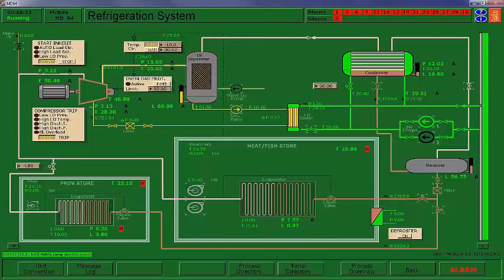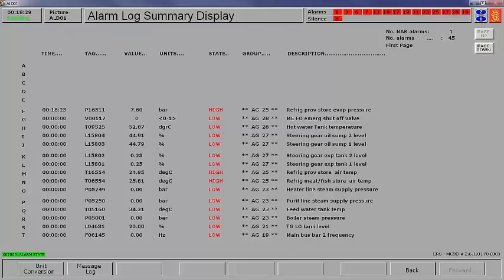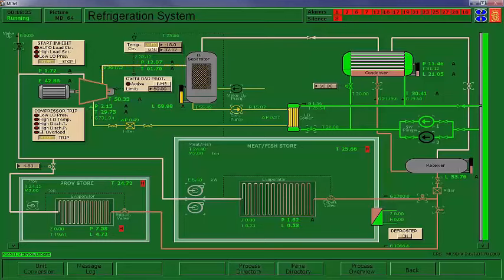Now, on the power management, here's the alarm I'm talking about. It's refrigeration provisional store vat pressure, and it's high. That's fine for right now. The temperatures have to stabilize. It's picking up so much heat.